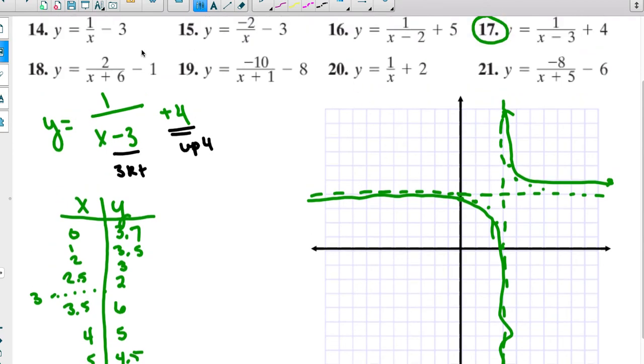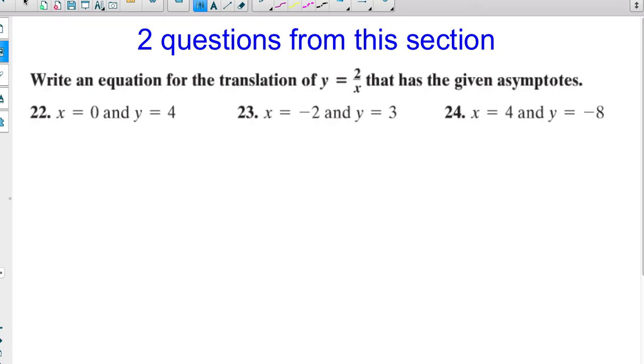Okay, and then finally from 9-2, we had to write an equation of the translation with the given asymptotes. I did 23 for 1 hour, but I did 24 for another hour, so let's do 23 again.